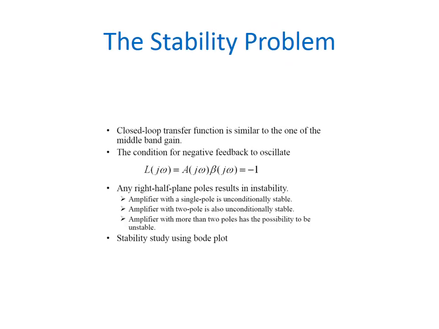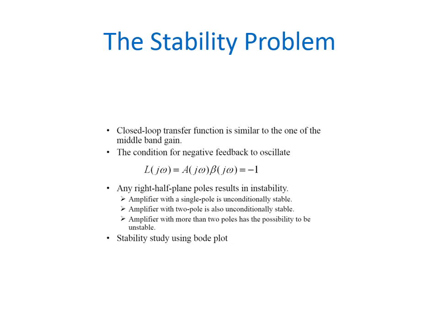So next, the stability problem. Here the closed loop transfer function is similar to the one of the middle band gain. The condition for the negative feedback amplifier to oscillate is L of j omega equal to A of j omega into beta of j omega equal to -1. Any right half plane poles result in instability. An amplifier with a single pole is unconditionally stable. An amplifier with two poles is also unconditionally stable. An amplifier with more than two poles has the possibility to be unstable.